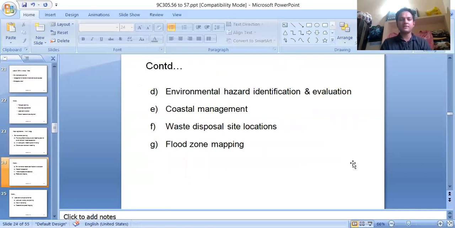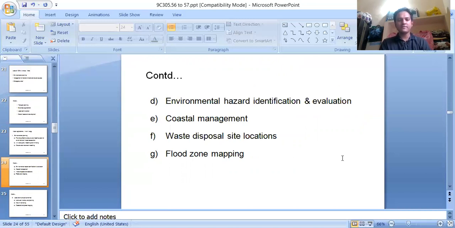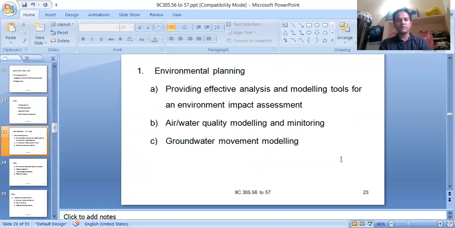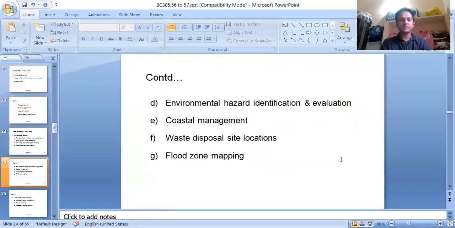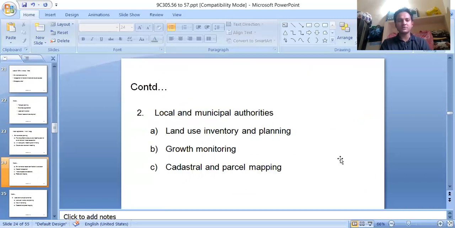Environmental hazard identification and its evaluation. This can be done in environmental planning: coastal management, waste disposal site locations, flood zone mapping. These are all the things we can do.